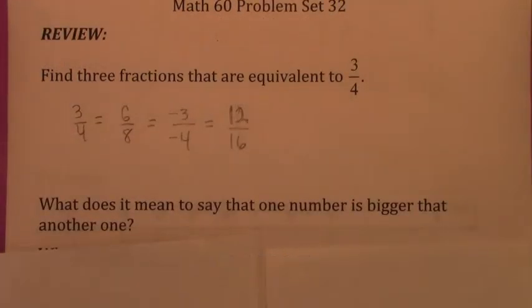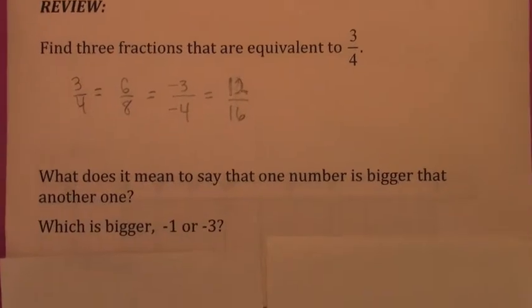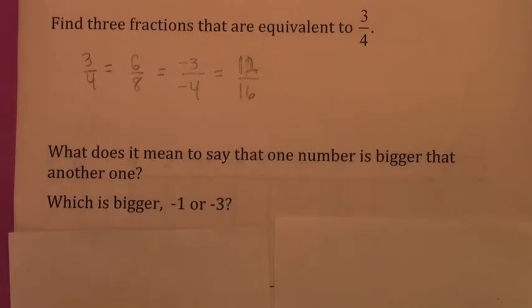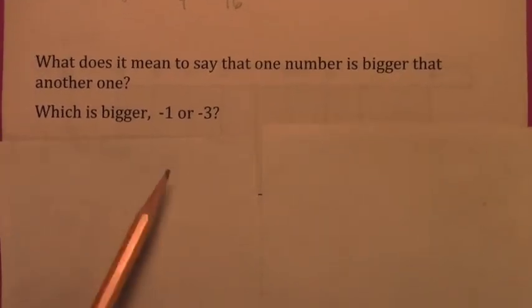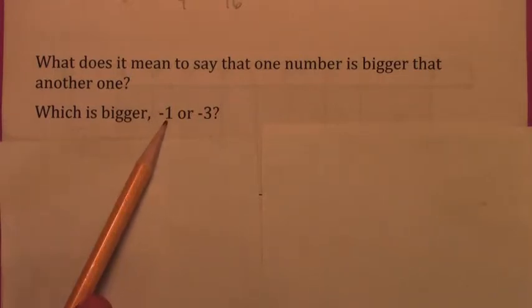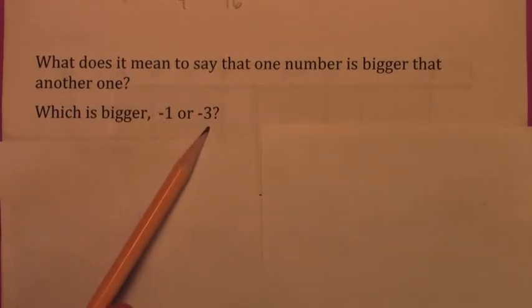Okay? Let's ask the question here about fractions. How do you tell in general about a number which number is bigger, like 5 or 7? Well, you know 7 is bigger than 5, right? But what if you have negative numbers? How do you know which is bigger, -1 or -3? In terms of money, it seems to me I'd rather be $1 in debt than $3 in debt, wouldn't you?